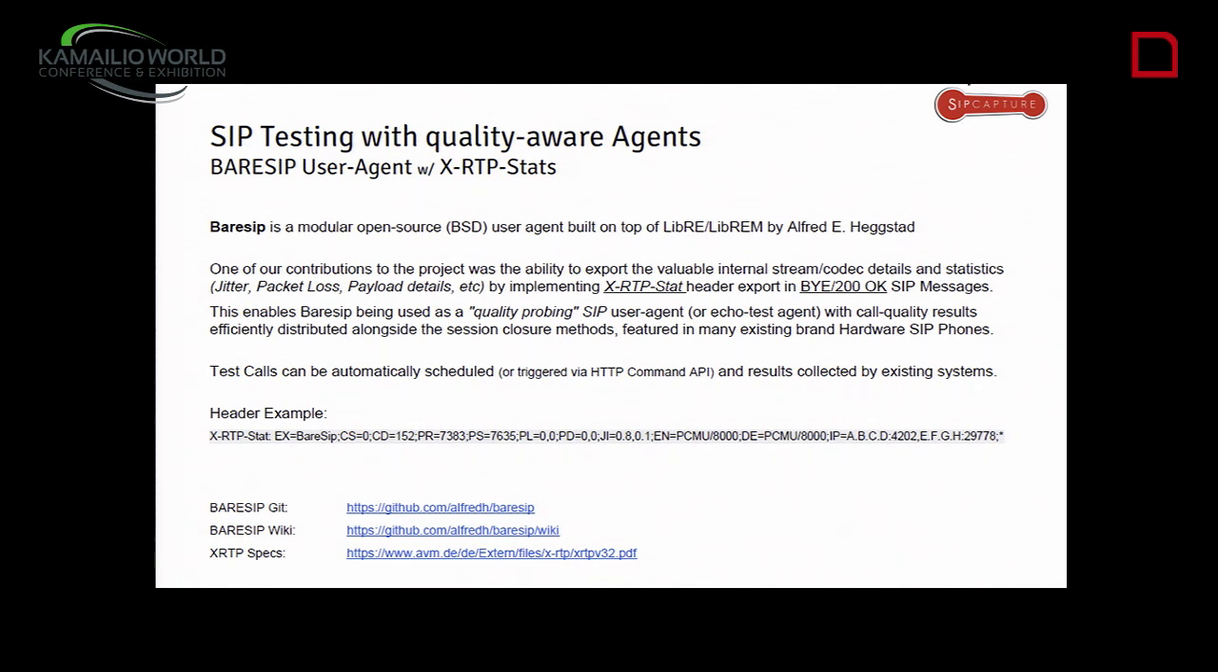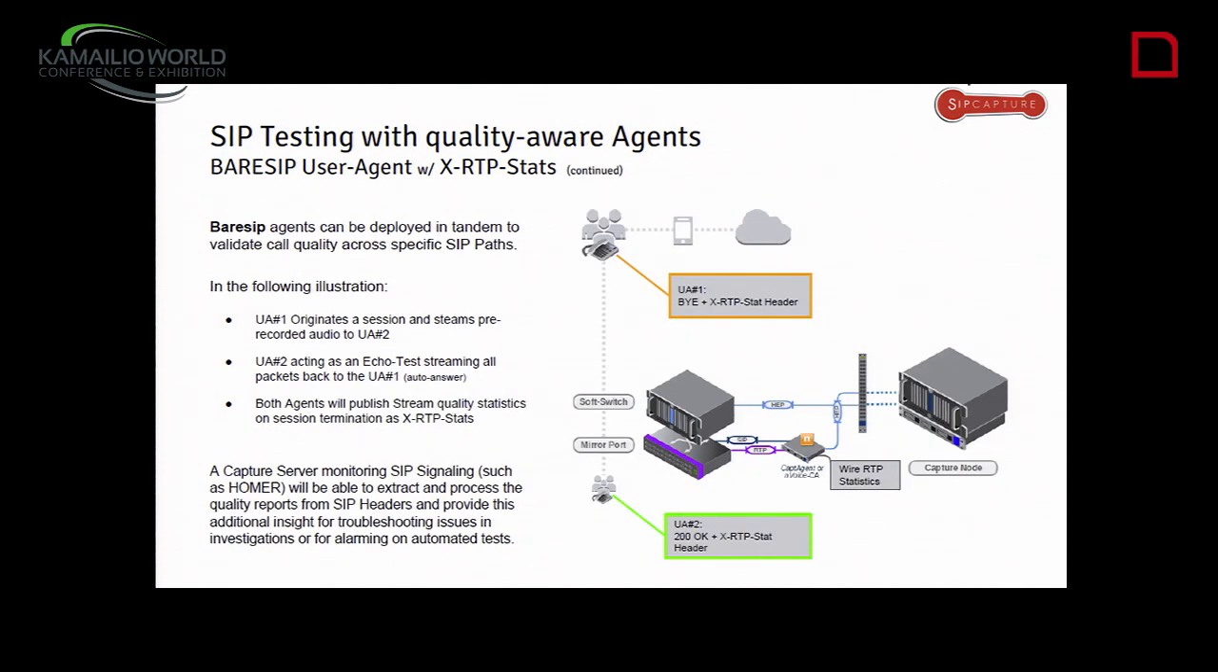So now the user agent, when you enable it, is able to produce this kind of statistics in the BYE and 200 OK message, which tells you a lot. We use it to probe some of our services on a permanent level. And this is pretty much how it looks. You have two BareSIP agents which call each other through the network and produce reciprocal RTP statistics, which can then be compared by scripts and so on, generate alarms and whatnot.